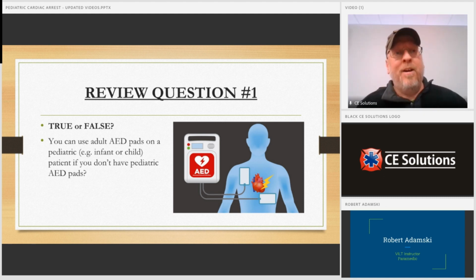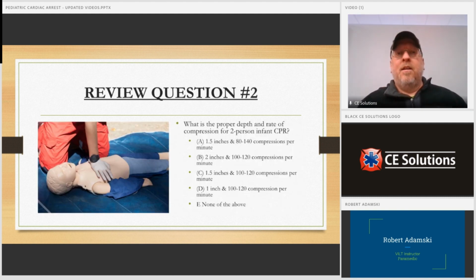True or false? You can use adult AED pads on a pediatric patient if you don't have pediatric AED pads. All right. So can you use adult AED pads on a pediatric, i.e. adult infant or child patient if you don't have the pediatric pads? What do you guys think? Think about that. Roll that around in your head. So can you use adult pads on a pediatric patient? That's our first question.